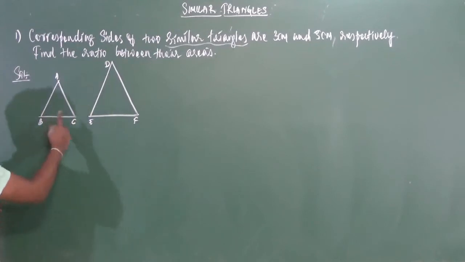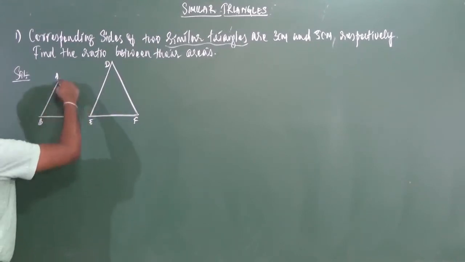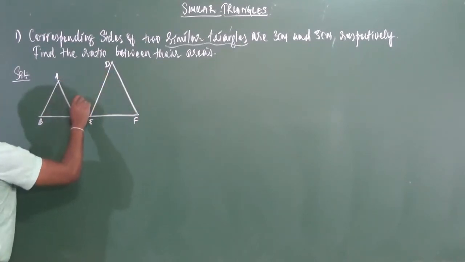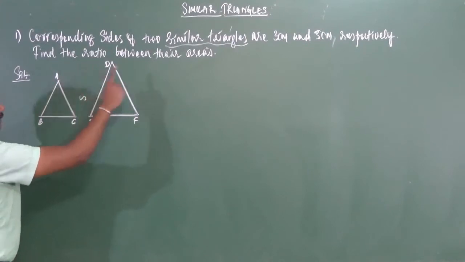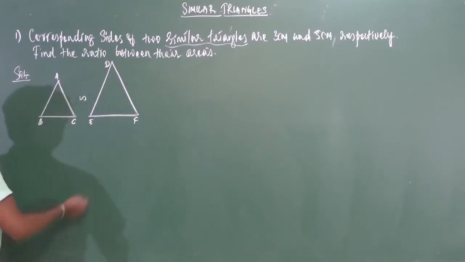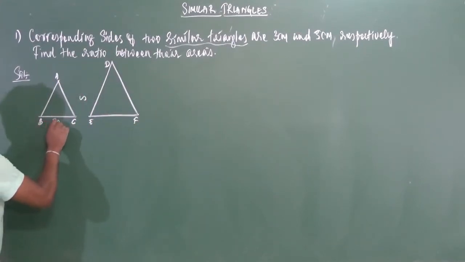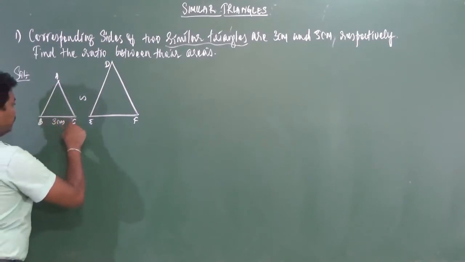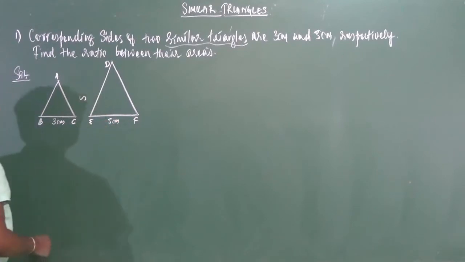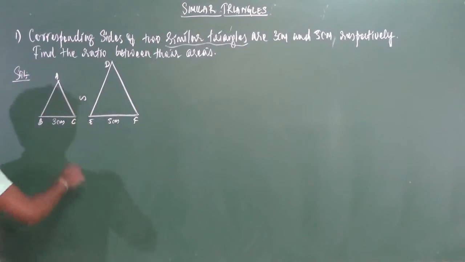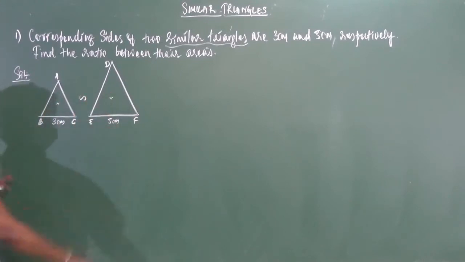So let us take two triangles here. One is triangle ABC, another is triangle DEF. Already both the triangles are similar to each other. Now the corresponding sides of two similar triangles are 3 centimeter and 5 centimeter. So let us take BC as 3 centimeter, and for BC, EF becomes the corresponding side. So let us take it as 5 centimeter, right? Respectively, find the ratio between their areas. So you have to find the ratio between the areas of these two similar triangles, right?